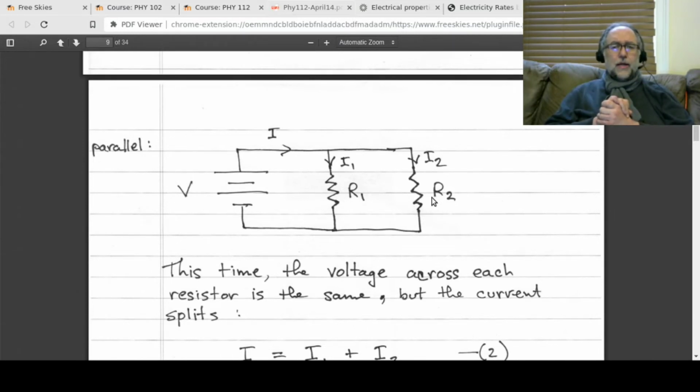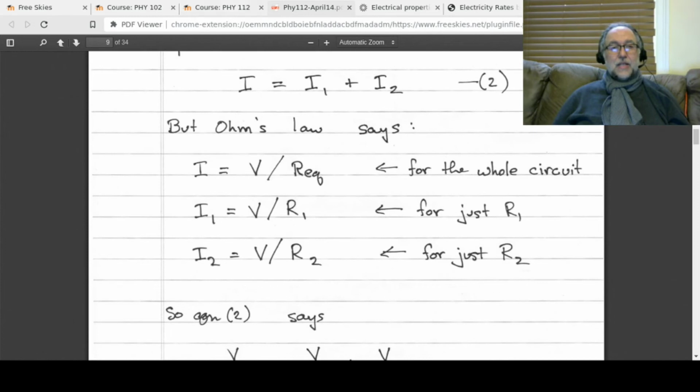Okay, so let me just go through it again. The current splits here, but the voltages are the same. Whereas in series, the voltages split, but the current is the same. So it's kind of the opposite. That explains why this V is the same for all of them.